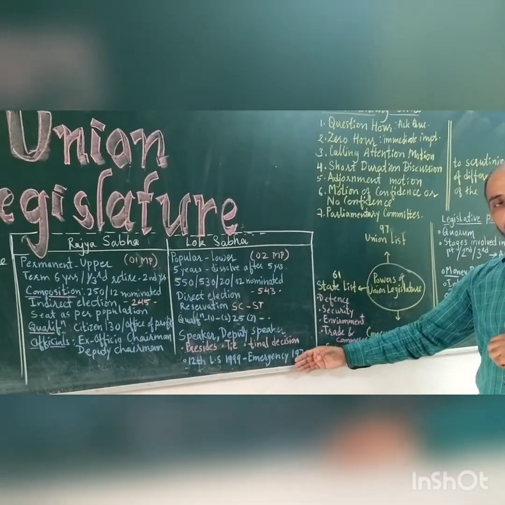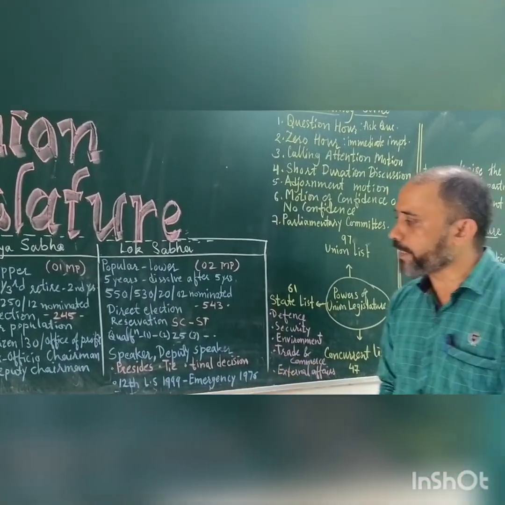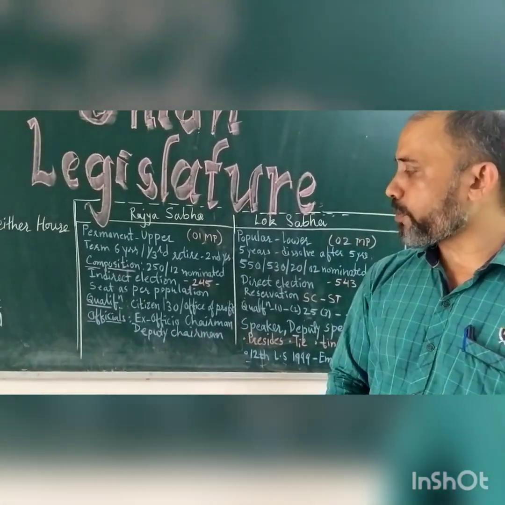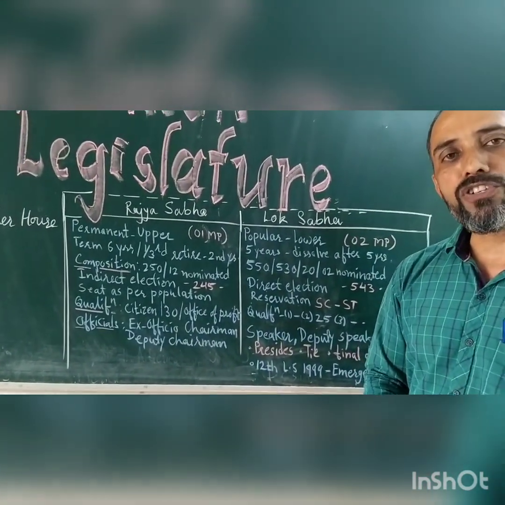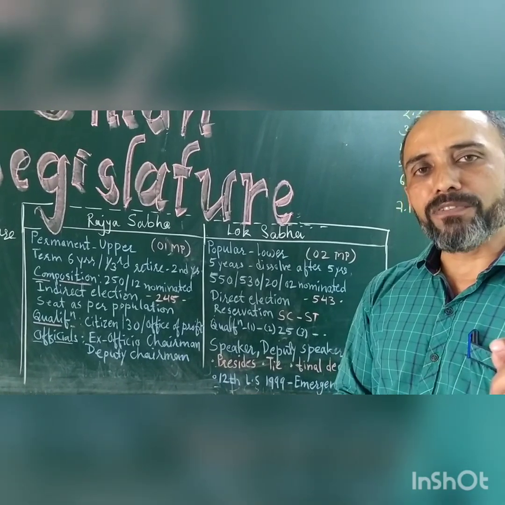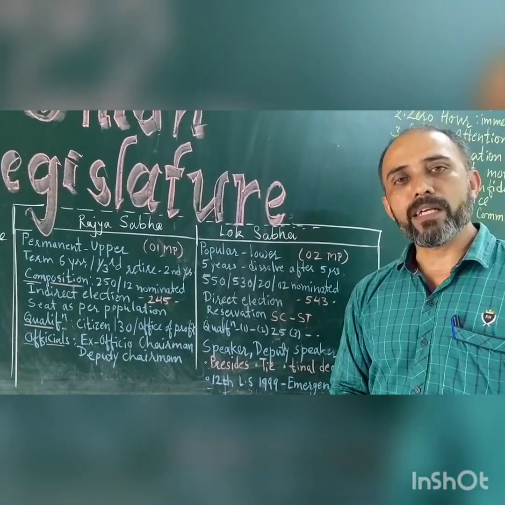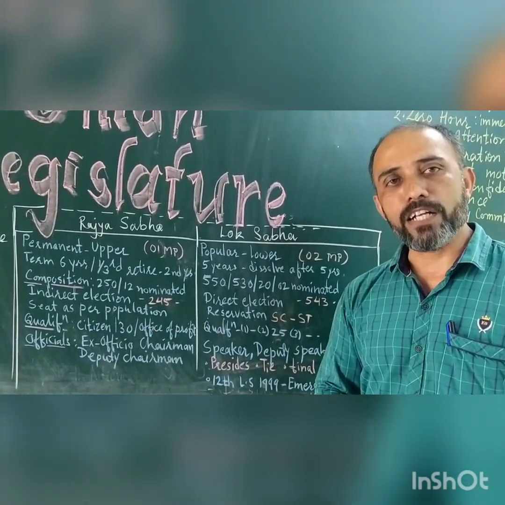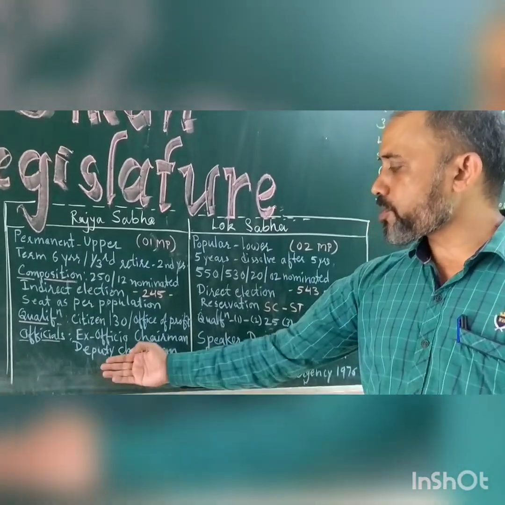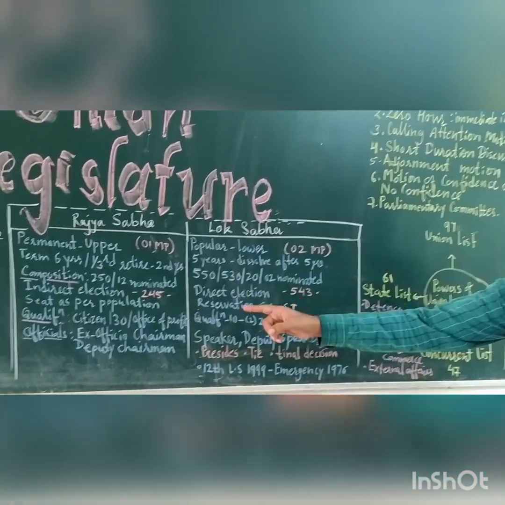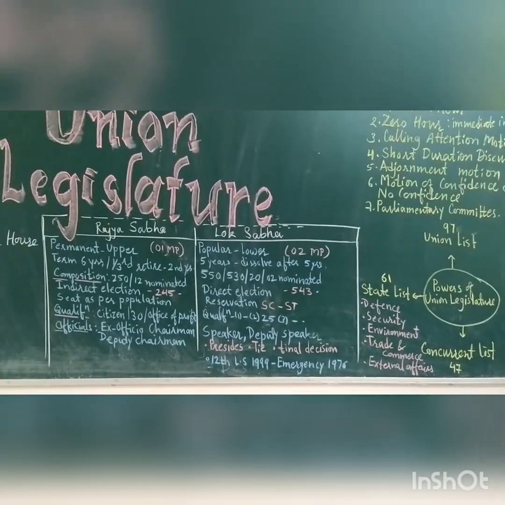So that is what, after 1 year, 1996. So here, who are the officials of Rajya Sabha? The ex officio chairman, or the Vice President of India, is the ex officio chairman or the in charge of Rajya Sabha, while the deputy chairman is the second in charge. So that is the comparison between Lok Sabha and Rajya Sabha.